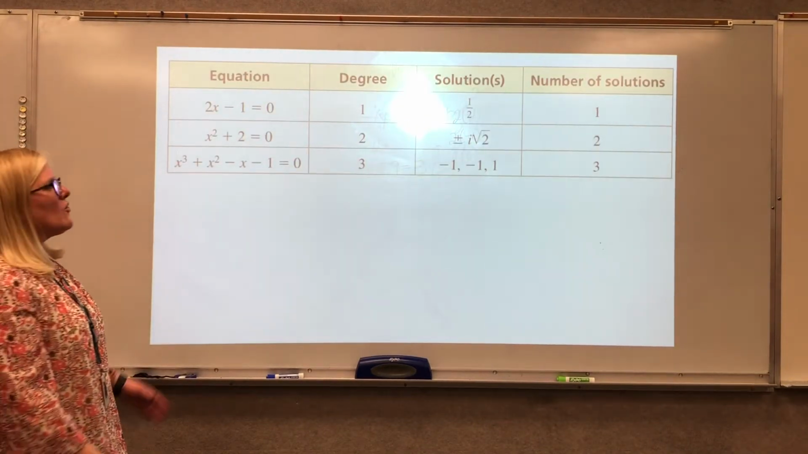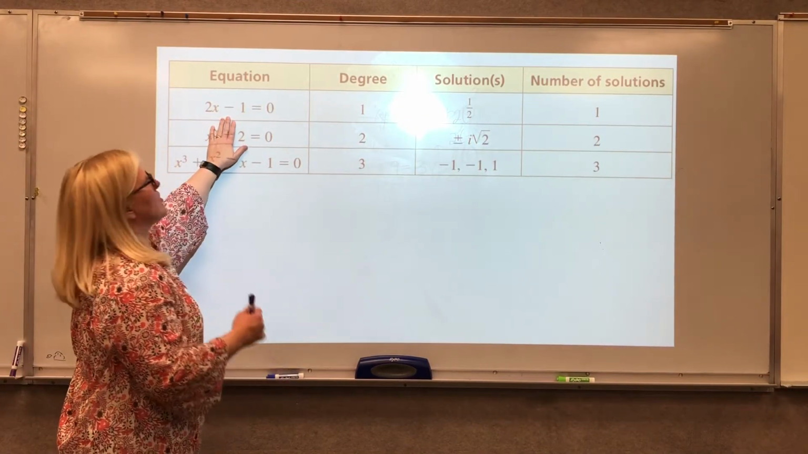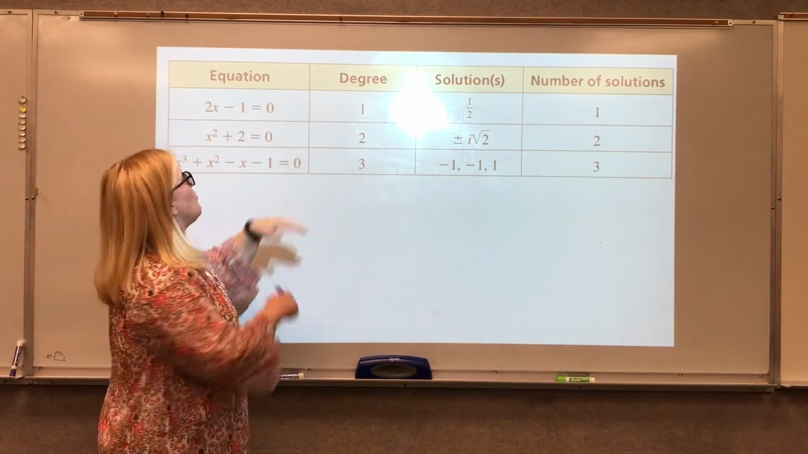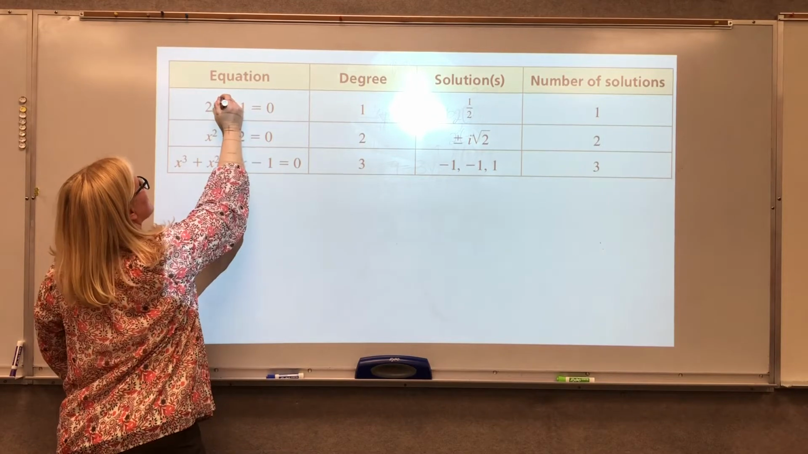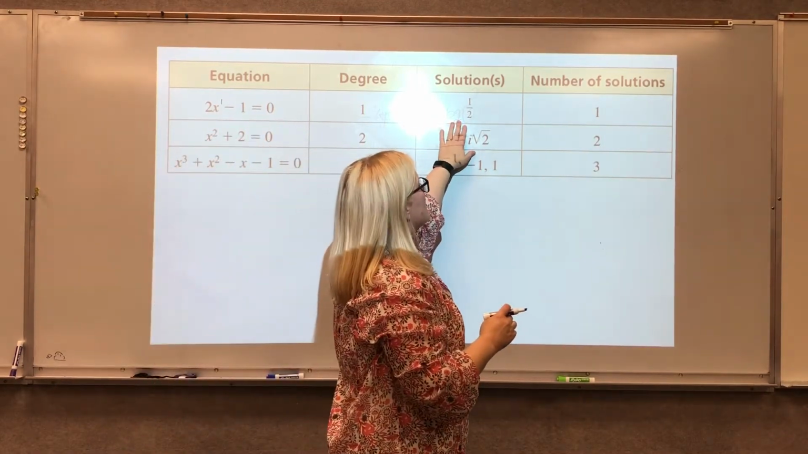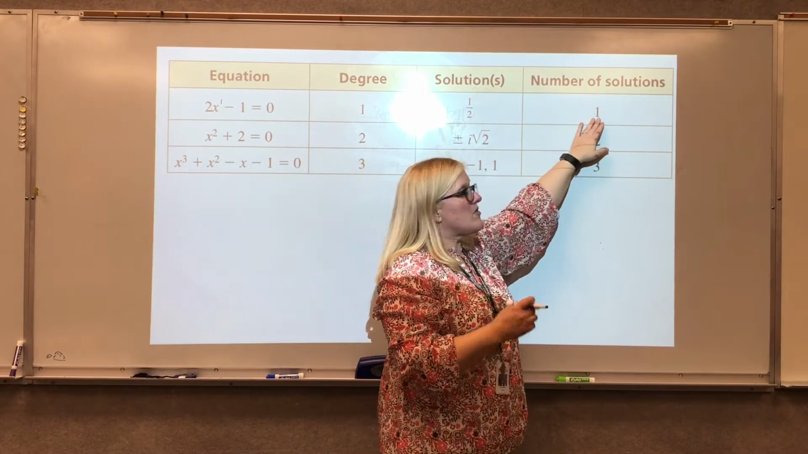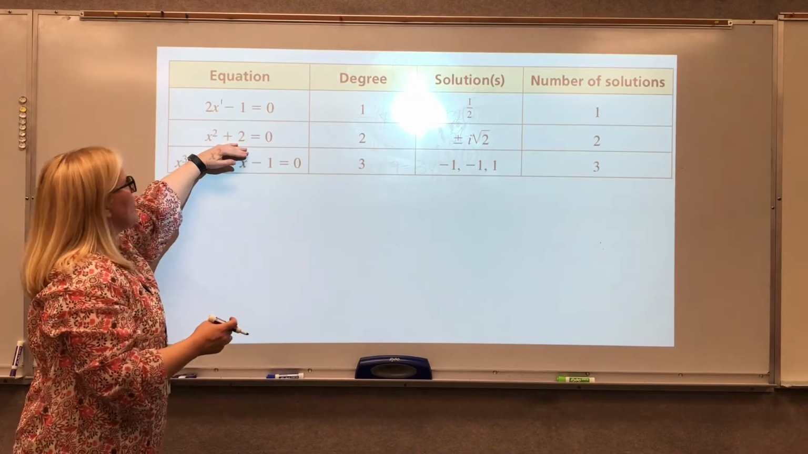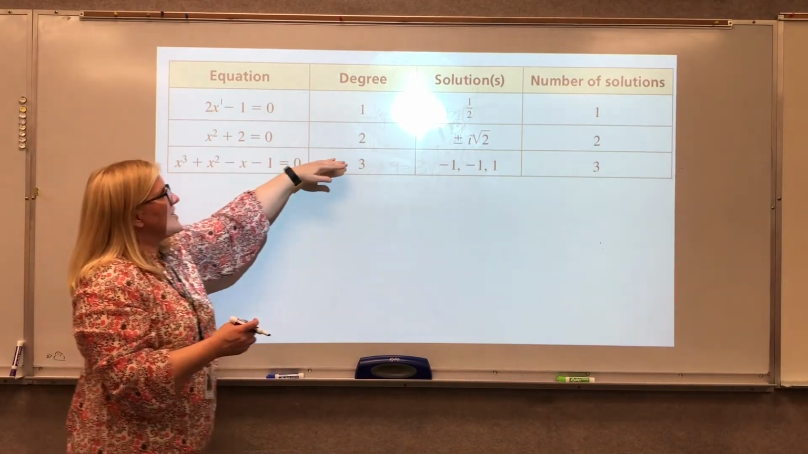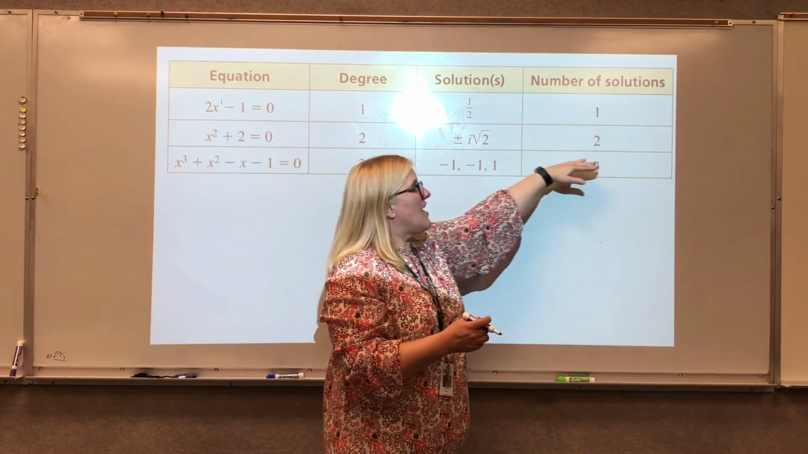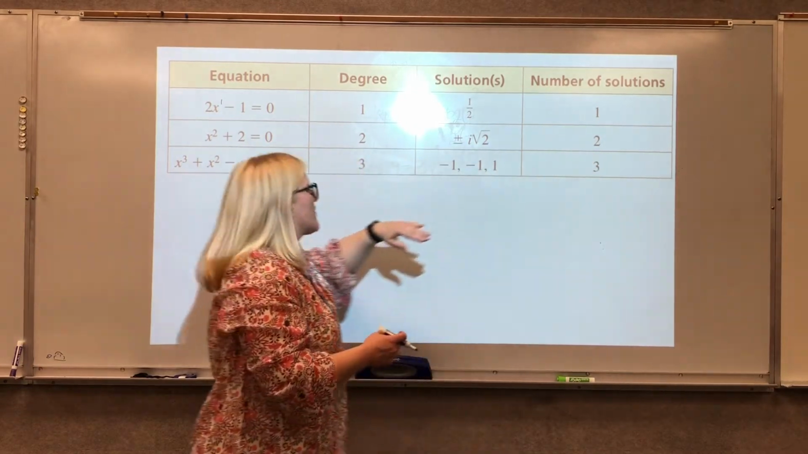All right, so here we have some examples of equations. So this one, 2x minus 1 equals 0. It's of degree 1, right? That's my biggest exponent. The solution to this problem is 1/2. So the number of solutions I have is 1. Okay, here's another example. X squared plus 2. It's of degree 2. These are the solutions here, and there are 2 of them.